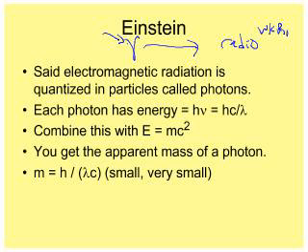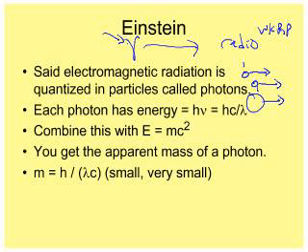WKRP in Cincinnati. He said electromagnetic radiation is quantized in particles called photons. So that means they were all or nothing little bundles. So you're either going to get hit with a little BB or you're going to get hit with a cannonball. There's nothing in between. There's either a BB or a cannonball. Or they're actually distinct ones. There might be things in between. You might get hit with a slug, or other slug sizes, but you get the idea.